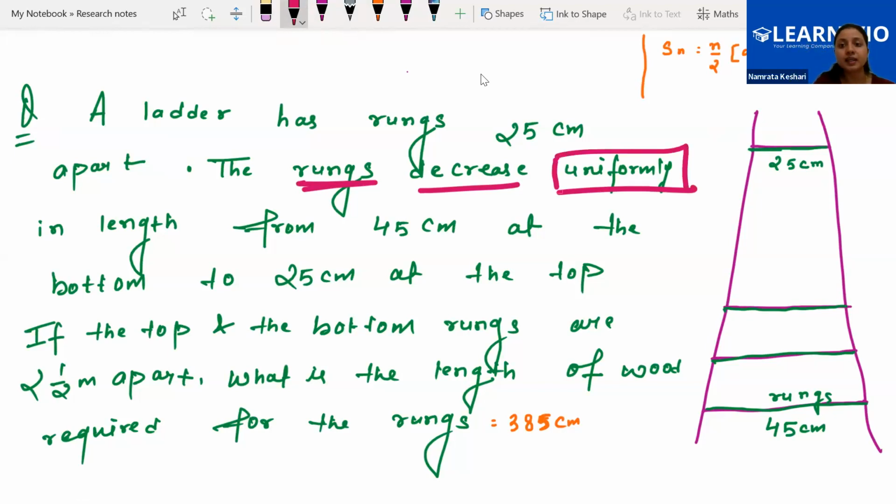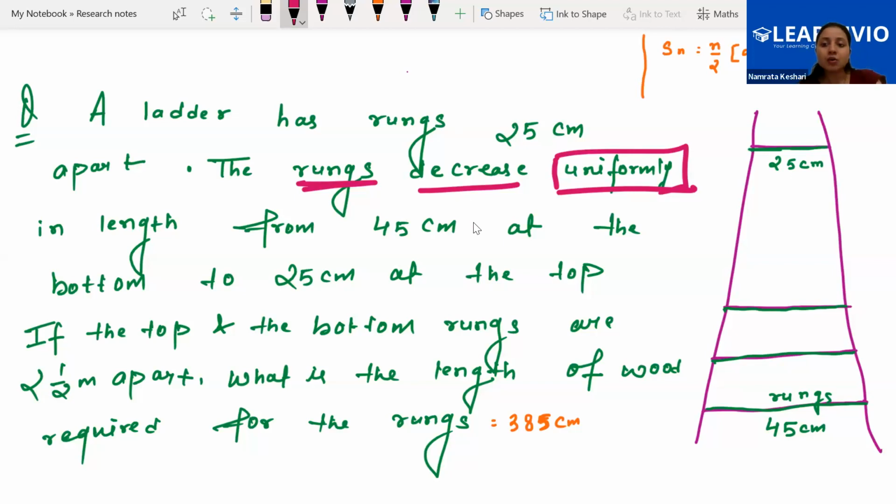Uniformly it is decreasing, so the last term which you can see in this AP is 25. From 45 to 25, it has decreased uniformly. There is a gap of the same number. That's why we are assuming that it must be in AP. Otherwise, we would not be able to assume that. If this question comes directly in the exam, we will not be able to say whether it's in AP or not. Due to this word uniformly, we understand it will be in AP.